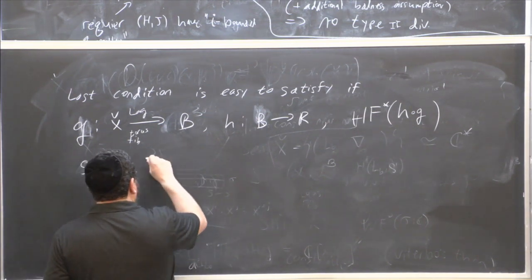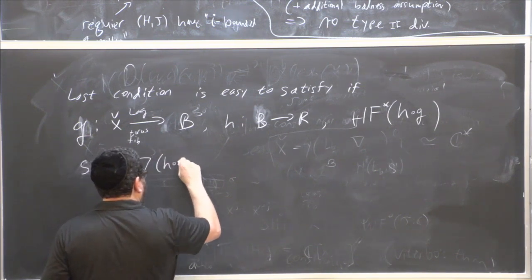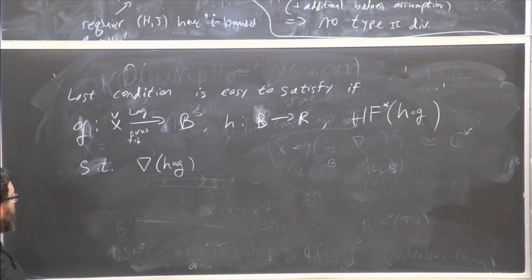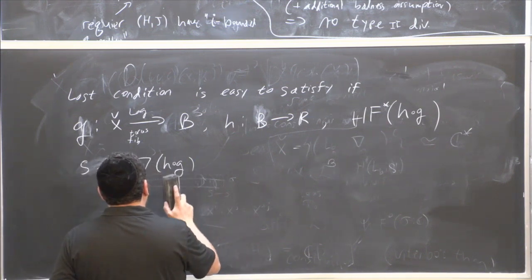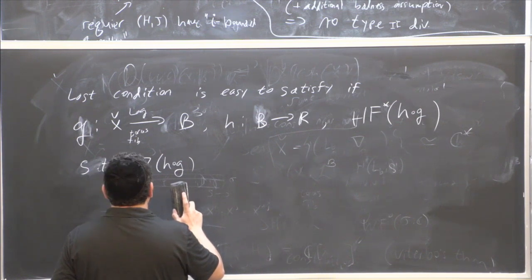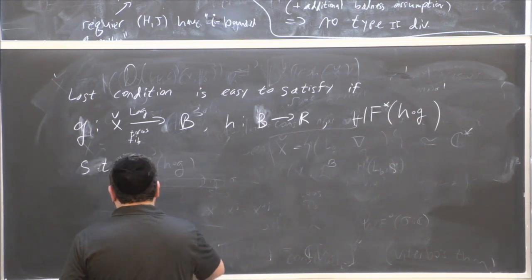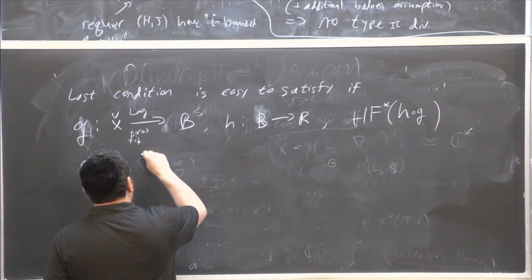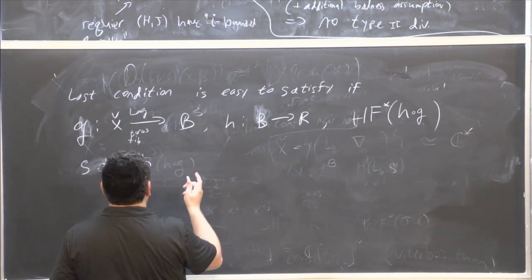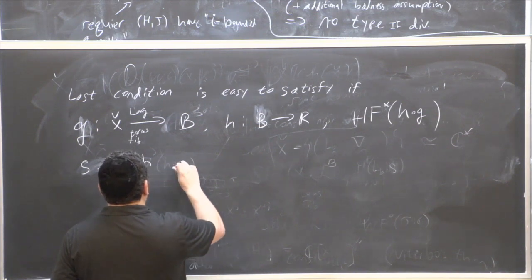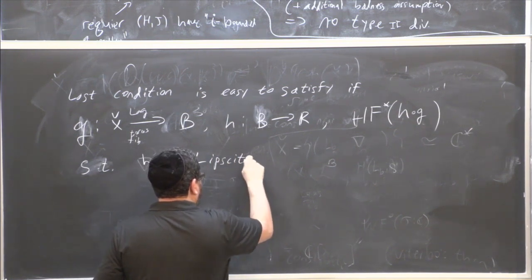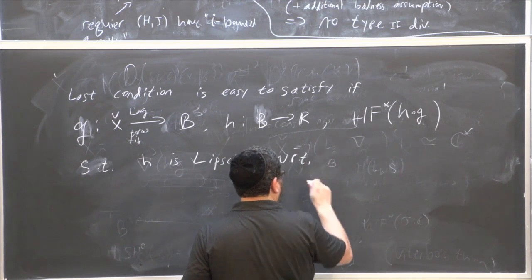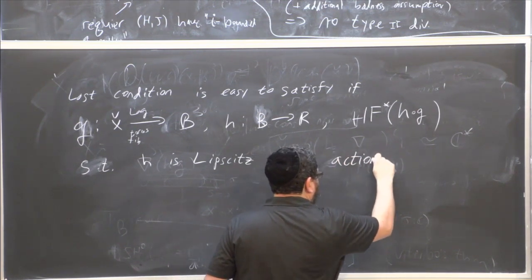the gradient of this function h, let me put it in, no, not like that. Let's write it like this, such that h is Lipschitz with respect to action angle coordinates.